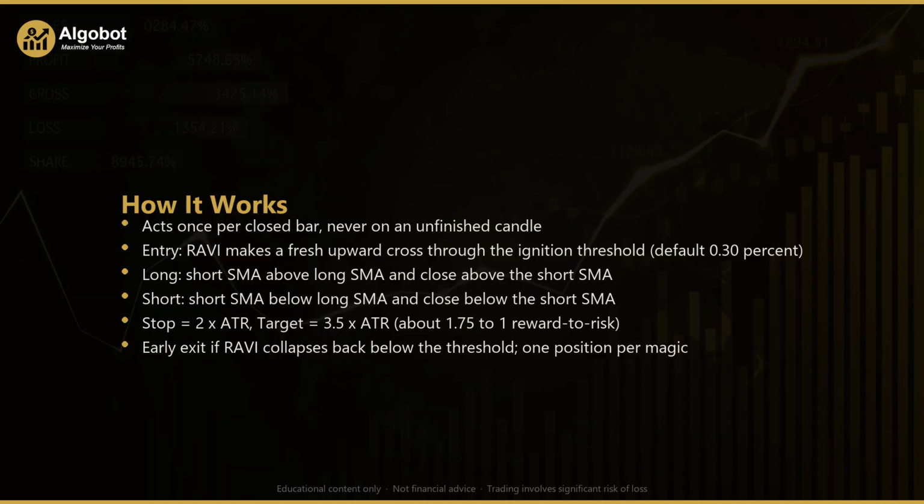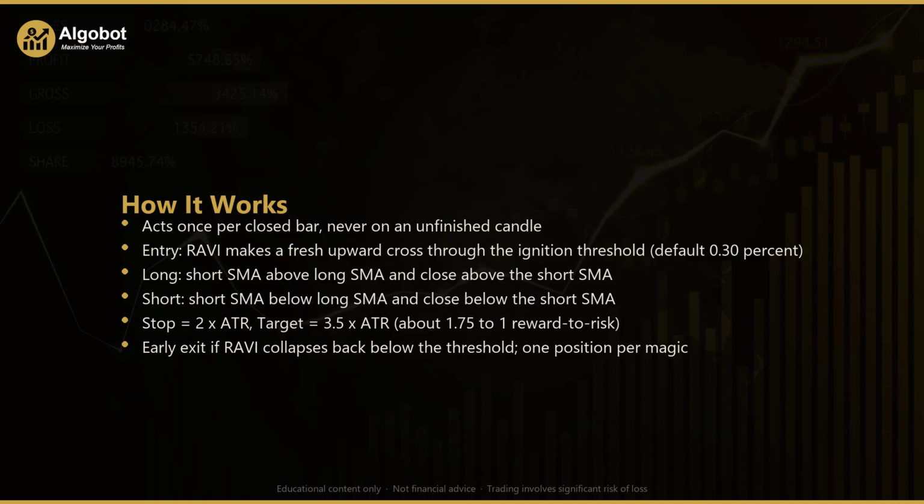Now for risk management. When a position is open, the expert advisor uses the average true range, or ATR, to frame both the stop and the target. By default, the stop is placed 2 ATR away from entry, and the take profit is set 3.5 ATR away. That gives a reward-to-risk shape of roughly 1.75 to 1 on each trade, measured in volatility units rather than fixed pips, so the distances adapt as market volatility changes.